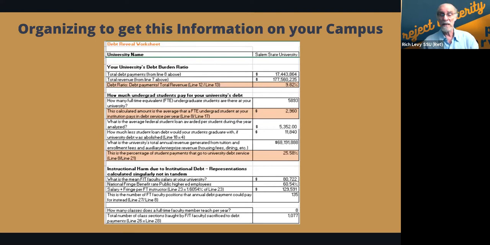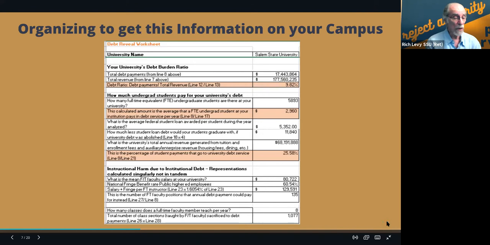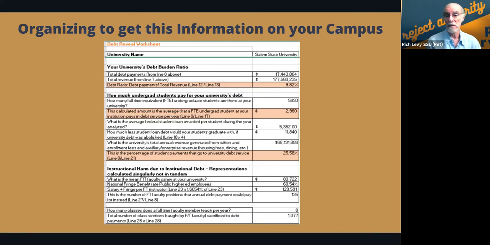So understanding this debt really helps for stronger organizing and building power on campuses.